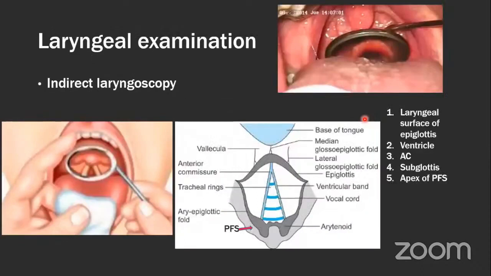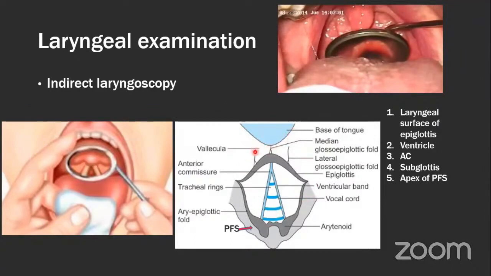Then indirect laryngoscopy is asked sometimes. Indirect laryngoscopy is a type of laryngeal examination. You all must have been familiar with indirect laryngoscopy by using an indirect laryngoscopy mirror. So we will ask the patient to open the mouth, and using a pre-warmed IL mirror, we do an indirect laryngoscopy. So what are the structures you see? These are the structures you see in an indirect laryngoscopy.